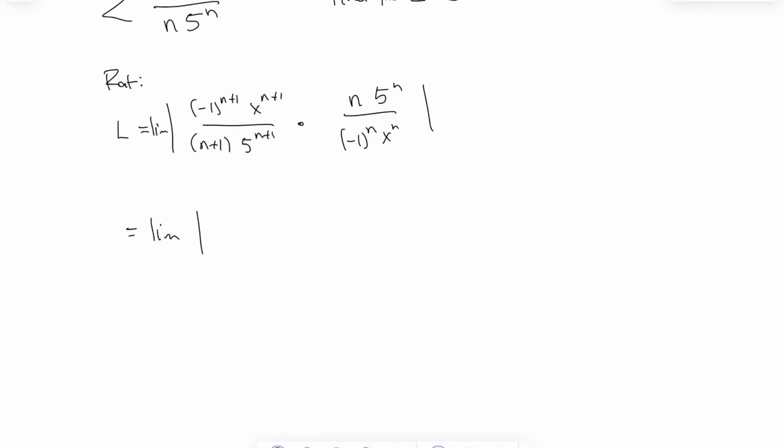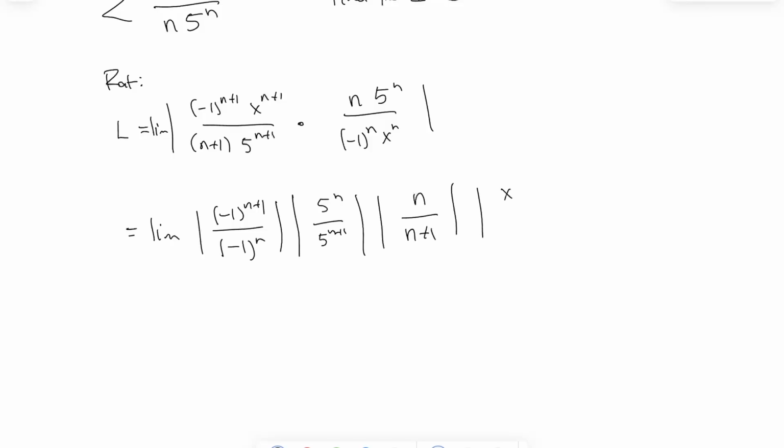Let's put together all of the similar parts. So I have negative 1s. I have 5s, 5 to the n over 5 to the n plus 1. I have the stray n's, n over n plus 1, and I have the x's. And you need absolute values around all of those things, although most of these absolute values don't do anything because what's inside is positive, but you need them.